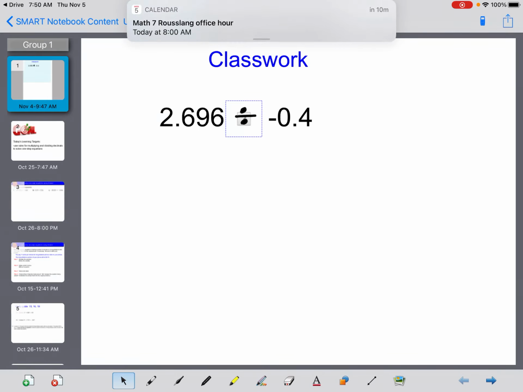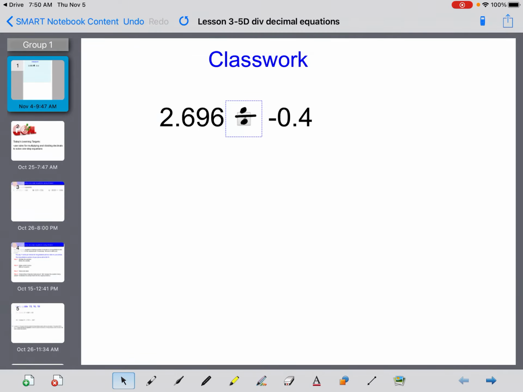This is lesson 3-5D from the Algebra Readiness textbook. For today's lesson, you will need your notes packet and a sharpened pencil. Pause the video to work this first problem and gather your supplies. Come on back when you're ready to compare your answer to mine.